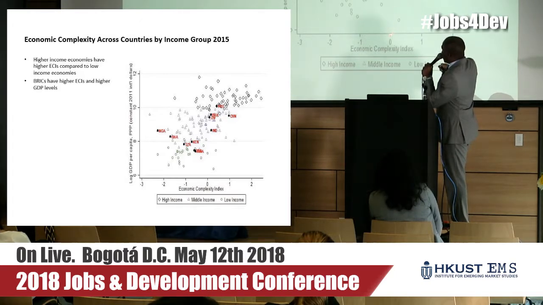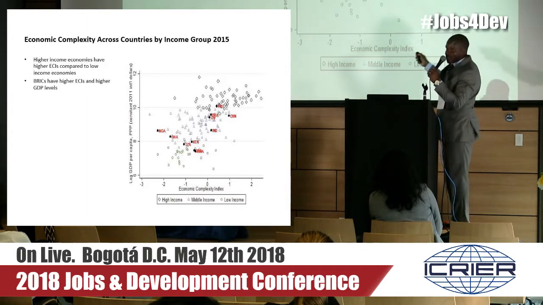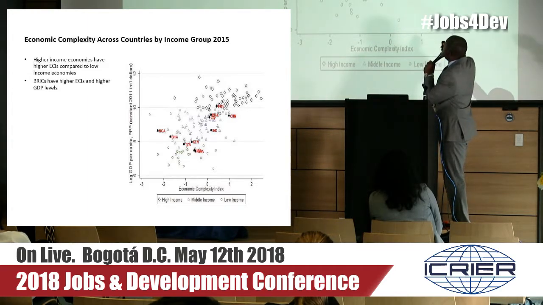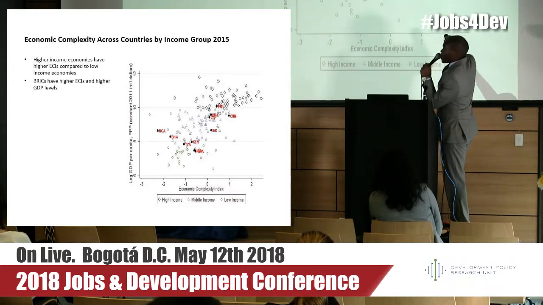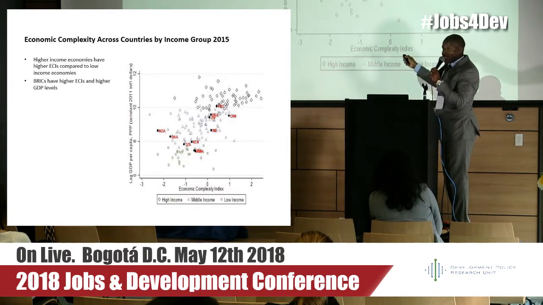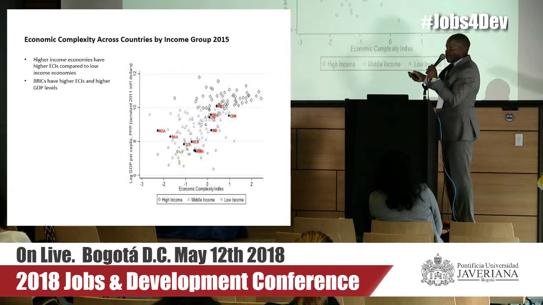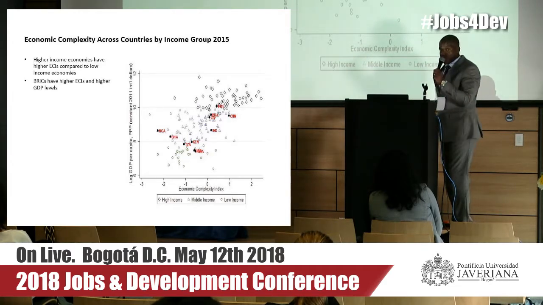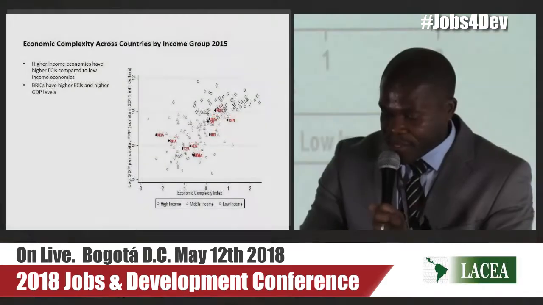Now, in this other section, there are the BRICS. We have India, we have China, we have Brazil. South Africa is also here. They have a relatively higher level of complexity. So you see that their GDP per capita is high, and at the same time they have a higher complexity. This is because they produce more complex products, and they have a wider variety of export products.